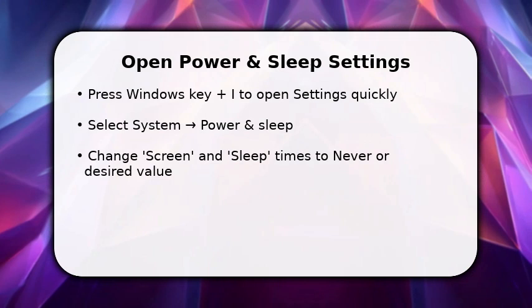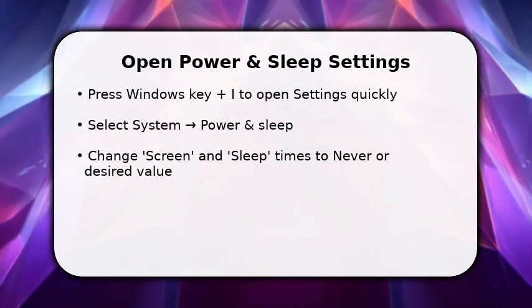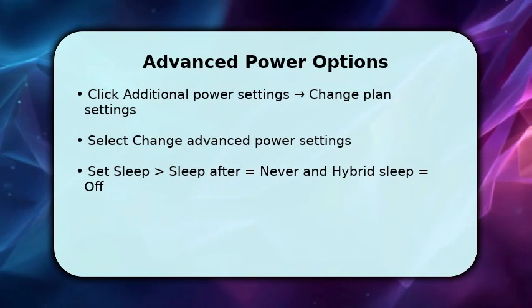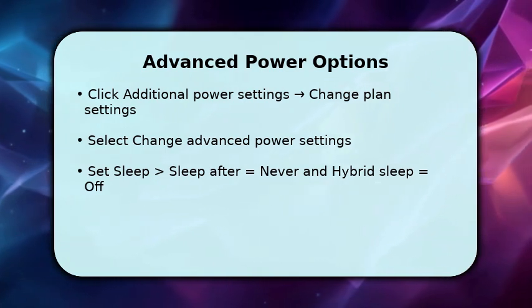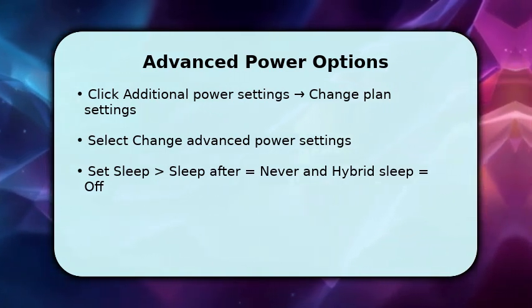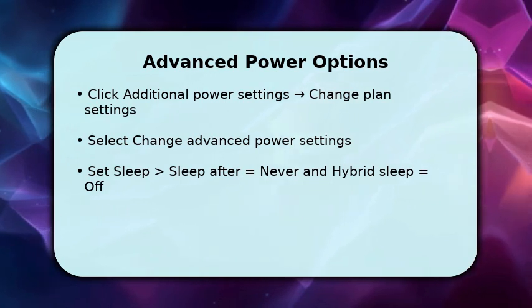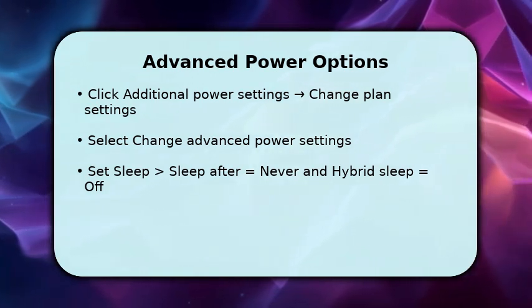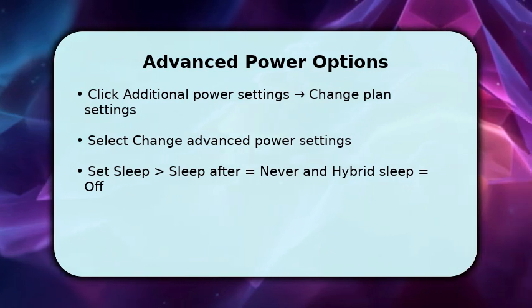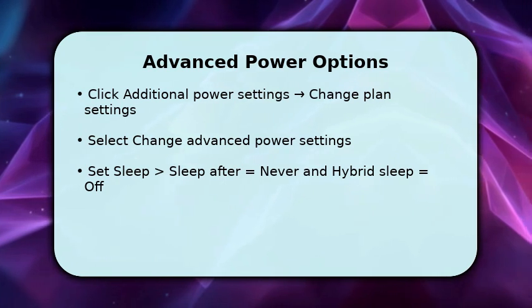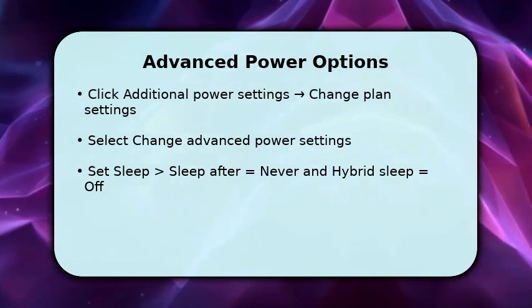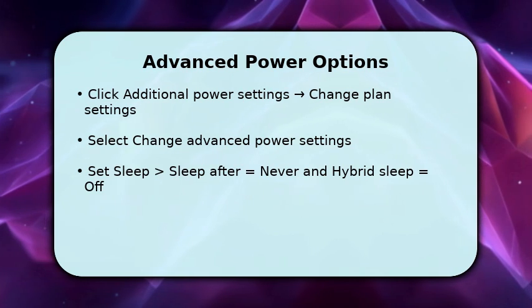Next, access additional power settings and edit your current power plan to control deeper sleep behavior. In Change Advanced Power Settings, expand Sleep and set Sleep after to Never so the PC won't enter standby automatically. Turn Hybrid Sleep off to prevent combined suspend modes and adjust Hibernate after to Never if present. Also check PCI Express and USB settings to disable selective suspend. These can trigger sleep-like state.